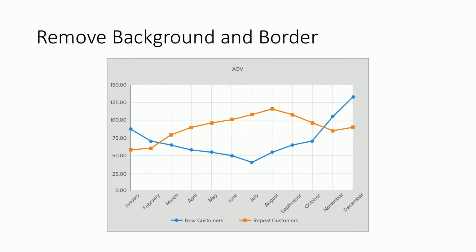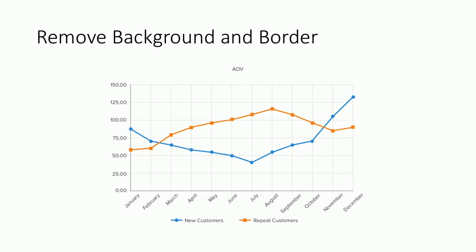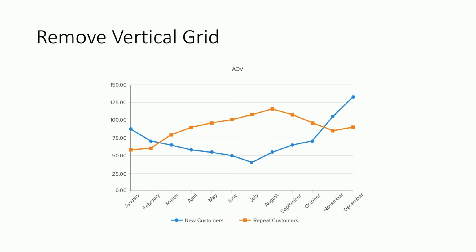We can start out by removing this background and border. And right away, that removes some cognitive load from us. We can see the data a little more clearly. Next, we can remove some of these vertical grid lines. We don't really need them to tell where things line up. We can do it without them. While you might want to keep the horizontal ones, so you can know specifically where it's falling with the numbers here, we can consider getting rid of the vertical ones.